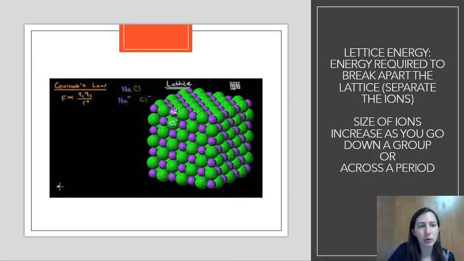This follows Coulomb's law. So there's a formula, and this already has it filled out a little bit. I believe this video is on Khan Academy, and it's really helpful if you want to learn more about that. But basically, the difference between the atoms determines how strongly they're holding on to each other and how much energy is required to break them apart.